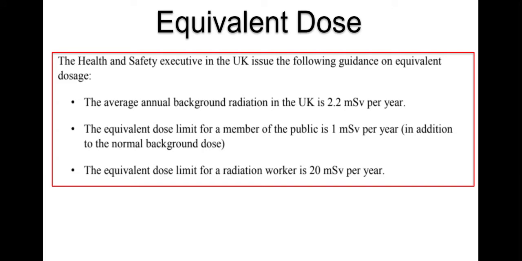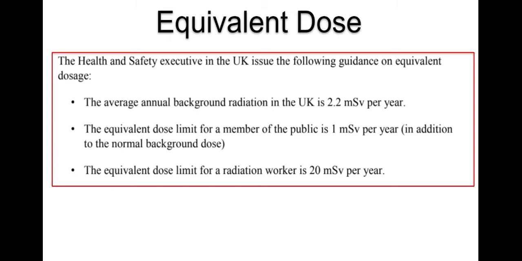Now, there are some numbers that we have to be aware of as far as equivalent dose goes, and these are to do with dosages. The first one is the annual effective background radiation in the UK, which is about 2.2 millisieverts per year. That's an average because depending on where you live, it might be a little higher or a little lower. But we do have to remember that number. Background radiation in the UK, 2.2 millisieverts per year.